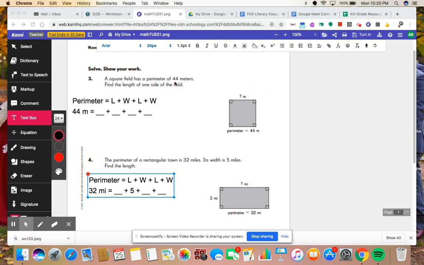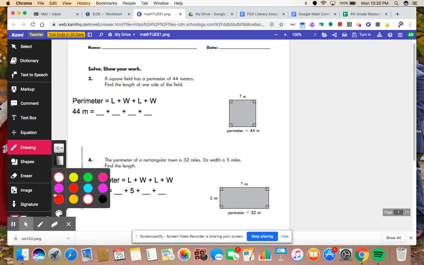So let's take a look at number 3. It says a square field has a perimeter of 44 meters. Find the length of one side of the field. Okay, so they already gave us the perimeter. The perimeter is 44 meters. So here's what I like to do. I like to write out the formula and then fill in the blanks. So here we have the formula. It says perimeter equals length plus width plus length plus width.